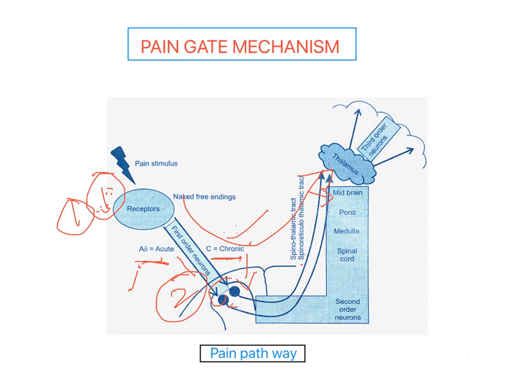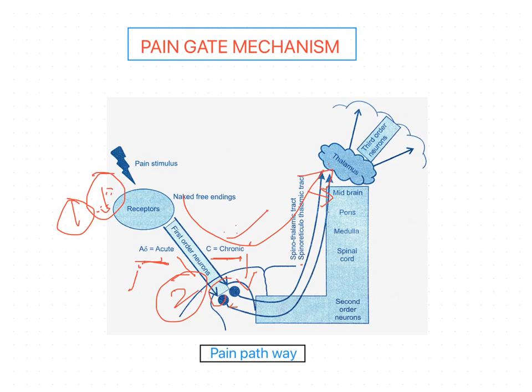Okay, so this is about the pain gate mechanism. And also there is another kind of mechanism present, called the descending pain pathway mechanism, which is also called the extra segmental mechanism.